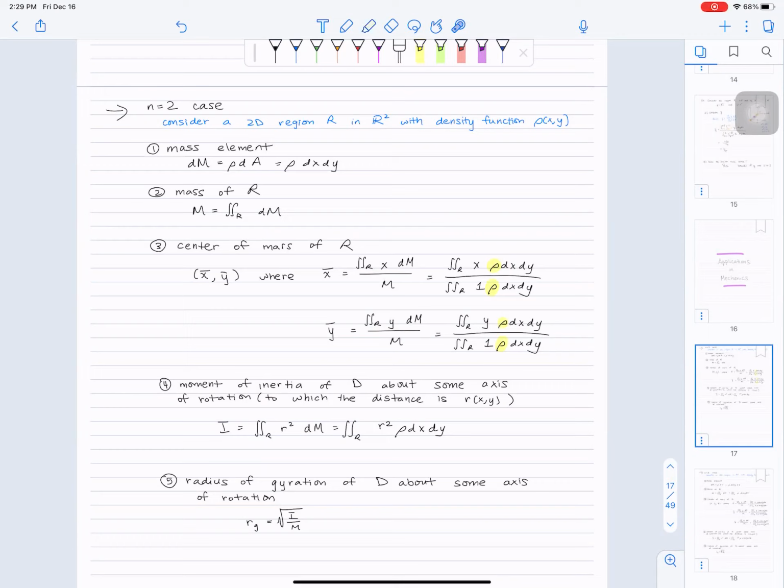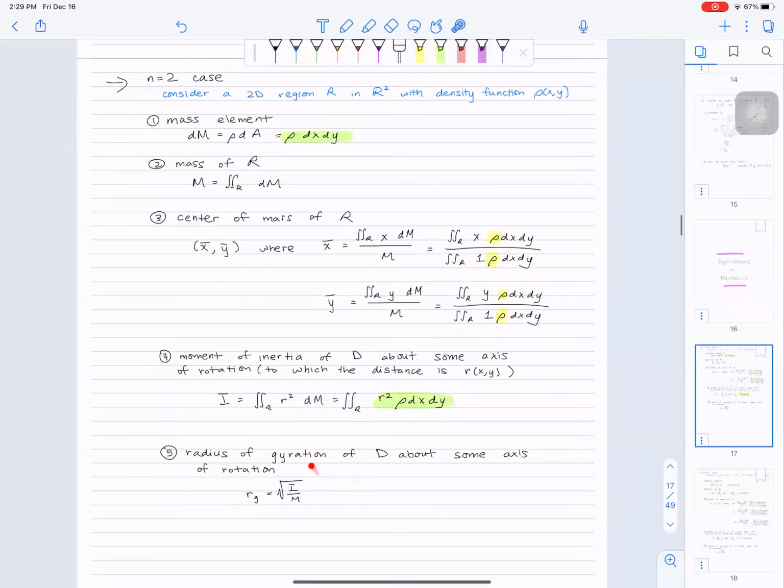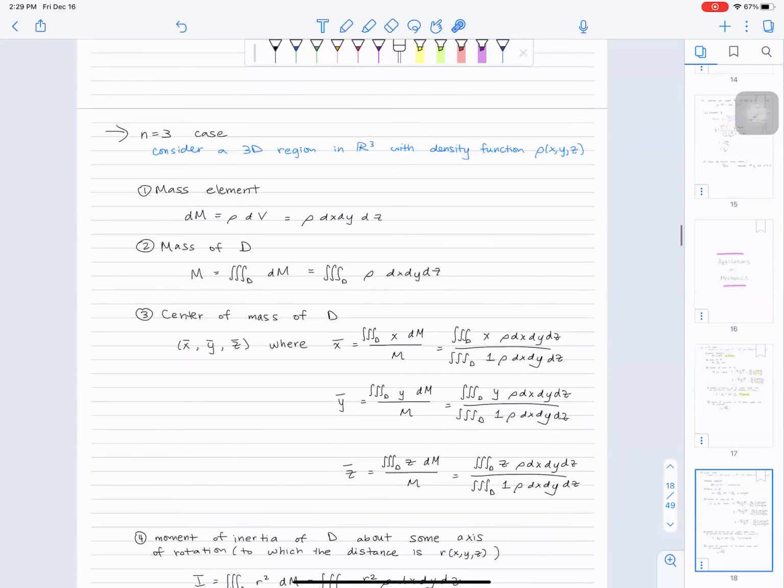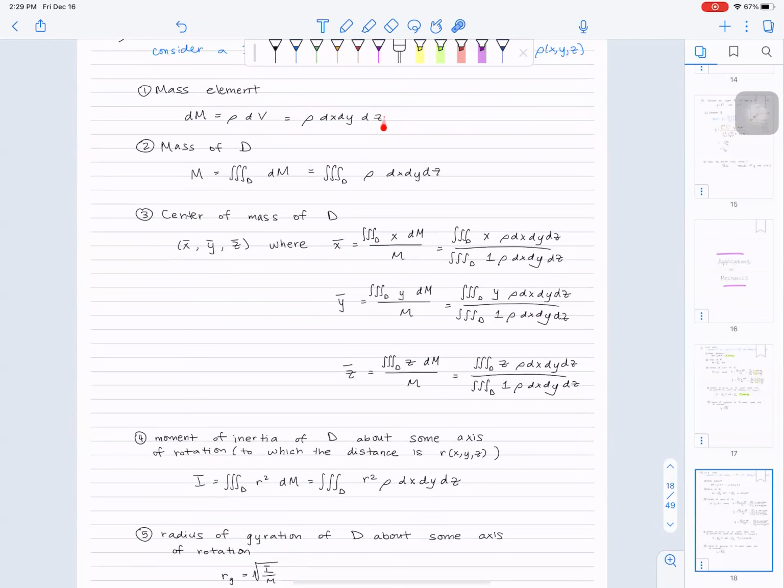With this, we also have a formula for moment of inertia. Moment of inertia is the integral of r squared dm. But don't forget, what I always mean by dm is that it should have a rho dx dy. So don't forget that density. You always need a density. And then you have the radius of gyration, which is the square root of I over m. You also have the 3D version for this. Everything's the same, we just add a dimension. And for the center of mass, you add a z bar.